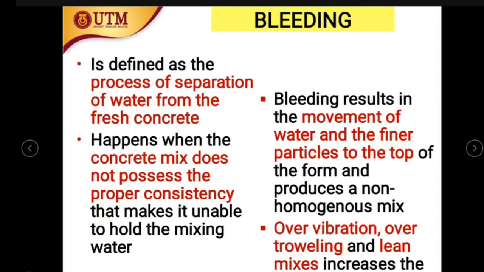So there is some difference. This happens when the concrete mix does not possess proper consistency. Like I said, the water content in the concrete is not optimum, which makes it unable to hold the mixing water, and it results in the movement of the water and the finer particles to the top.